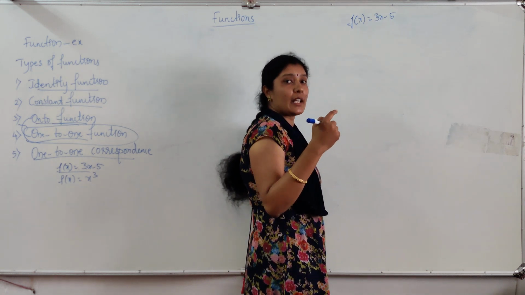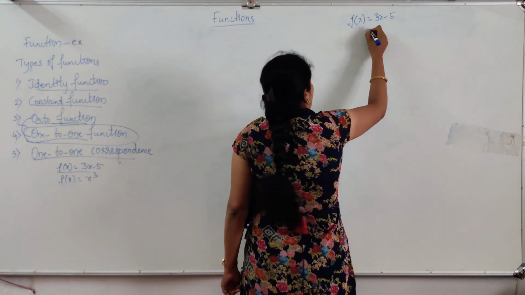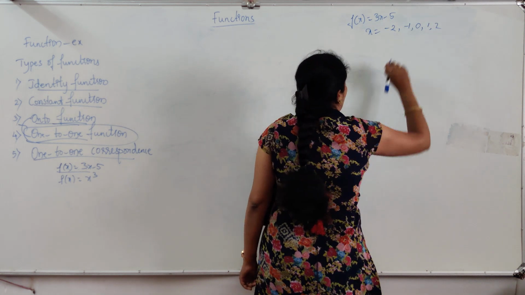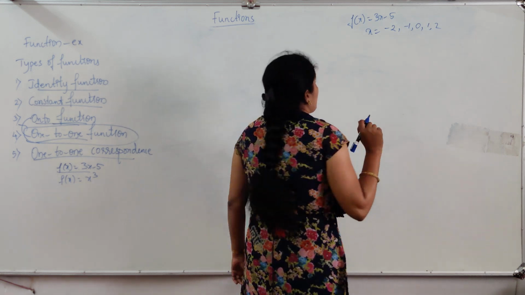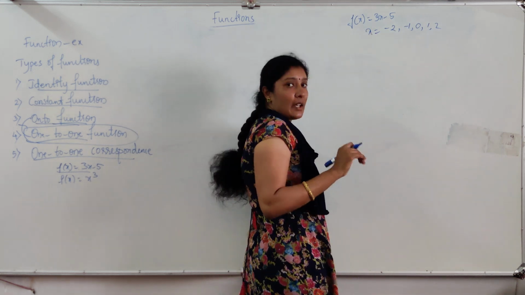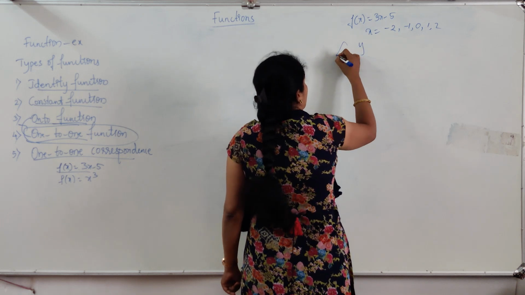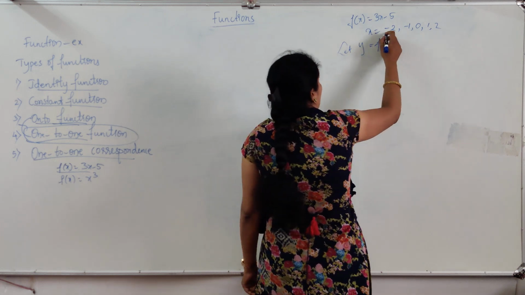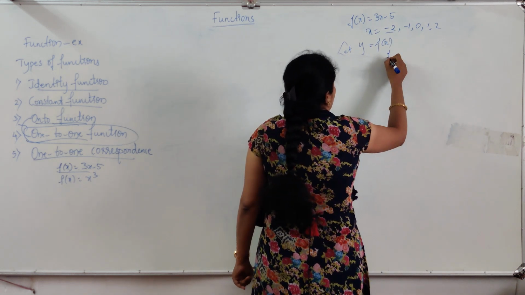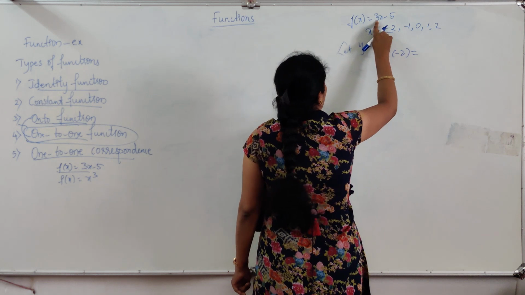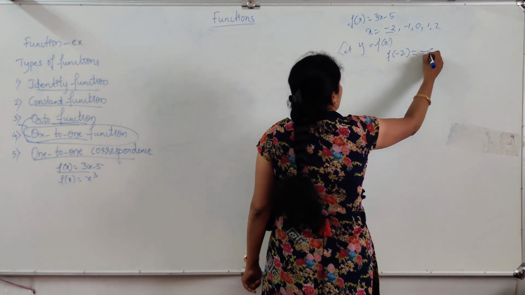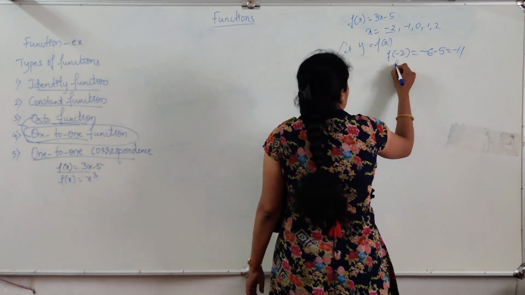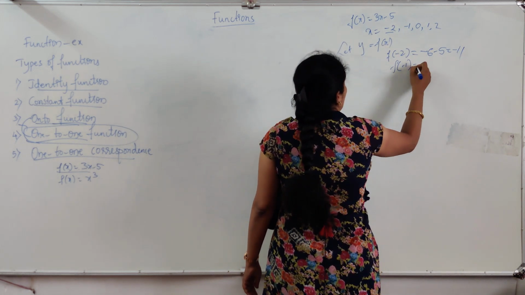Now we have to go on taking the values for x. Let x be minus 2, minus 1, 0, 1 and 2. We can take any values here. So now put these values in f of x, and let y is equal to f of x. Now first minus 2. Then f of minus 2 is equal to what? 3 into minus 2, minus 6 minus 5. That is minus 11.